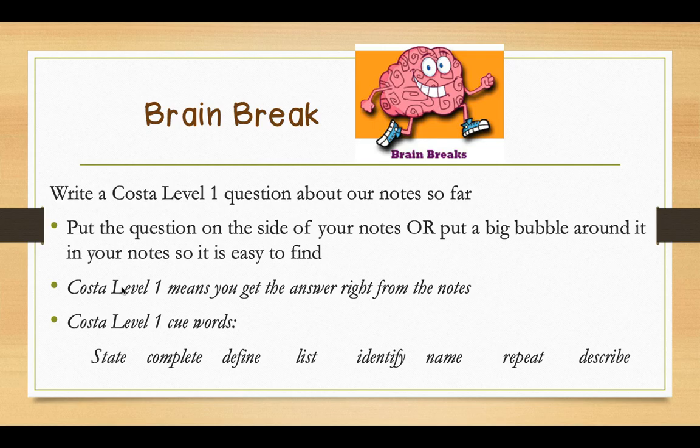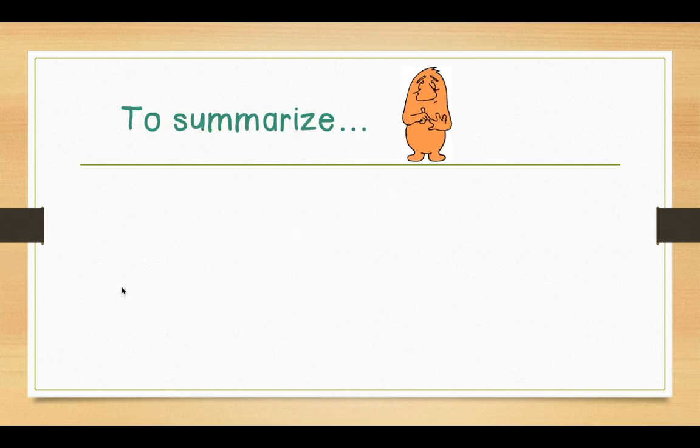Planet, moon, galaxies, stars, those kinds of things. So go ahead and pause, do your first brain break, think about the notes we wrote down so far. Okay, so let's summarize what we've done so far. We're not done. We're going to do a summary within our notes.